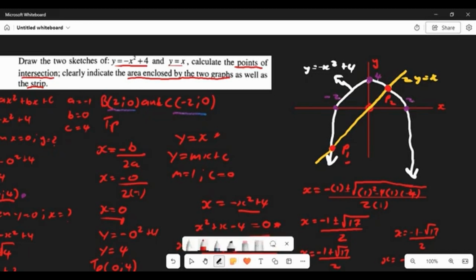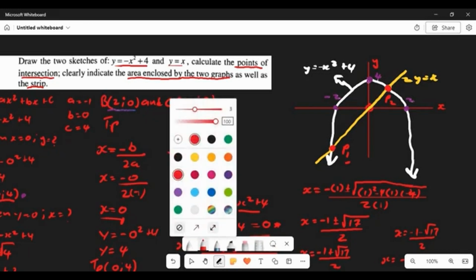So let me use a different color here so that you are able to identify that enclosed area. Let's start with the strip. So the strip could be anywhere in between the intercepts. So put the strip anywhere between the intercepts. So this can be your strip.